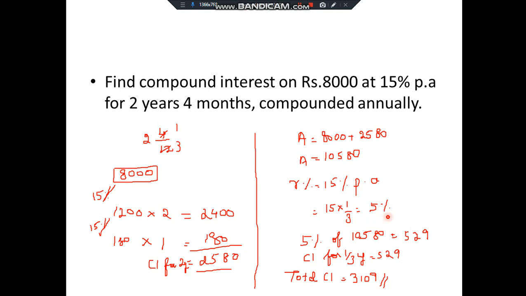So always remember, when you have a number of years, in addition to 2 years or 3 years, if you have months, you will have to calculate the rate of interest particularly for that month too. So 5% of the previous amount, if you do, you will get the CI for that 1/3 year. You get my point? So 5% of amount 10,580 is 529. So that is the compound interest for 1/3 year.